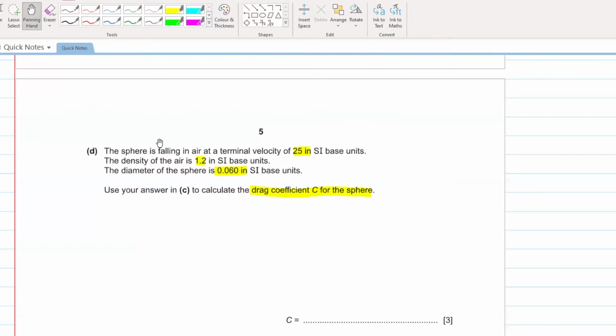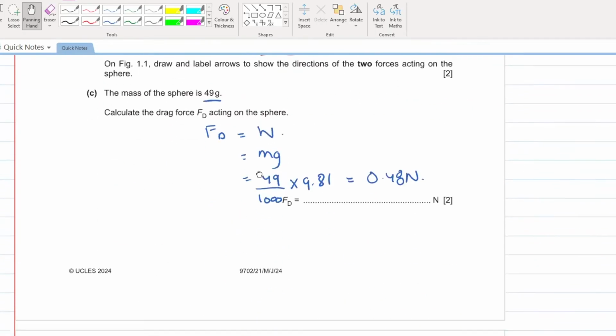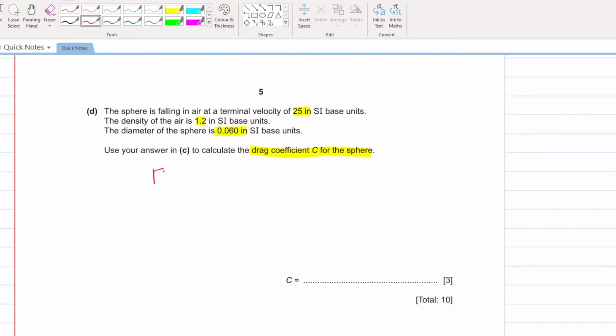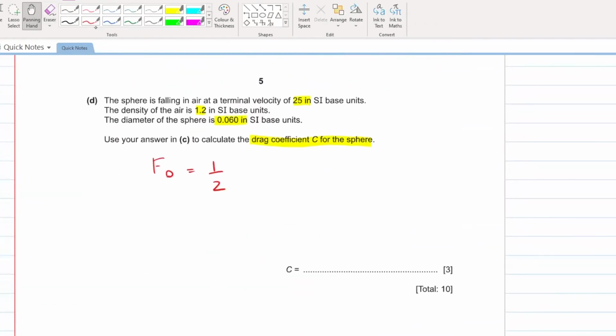Okay. Now here, what is the formula of drag force? Fd is equal to 1 over 2 C rho A V square. Do you know the drag force? Yes, 0.48. Perfect. Half. We don't know the drag coefficient, let's put a C here. Do we know the density? We know the density, 1.2. Perfect. Do we know the area? No. But we know the diameter.